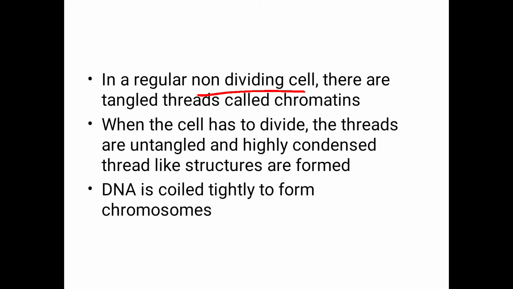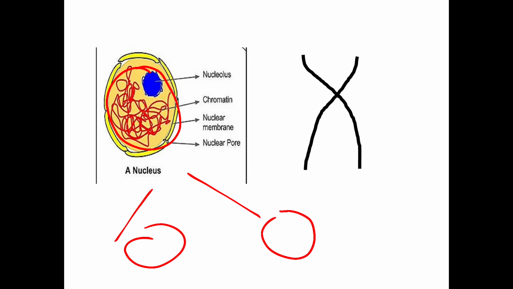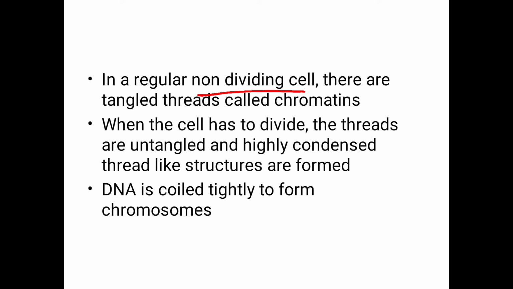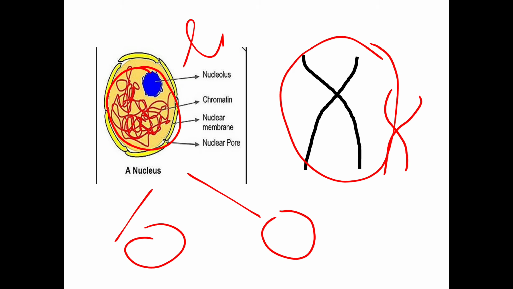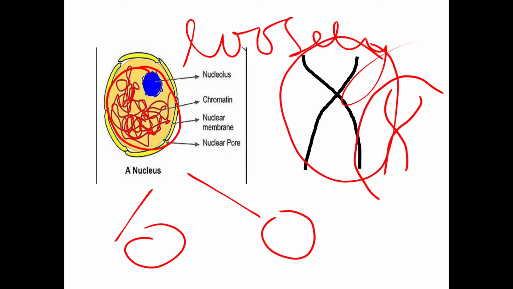So what the cell now does is that this is detangled into highly condensed threads like this. These are highly condensed and contain lots of DNA on them. The DNA is tightly coiled to form such a structure. Here the DNA was loosely combined. It is then combined tightly to form such a structure.